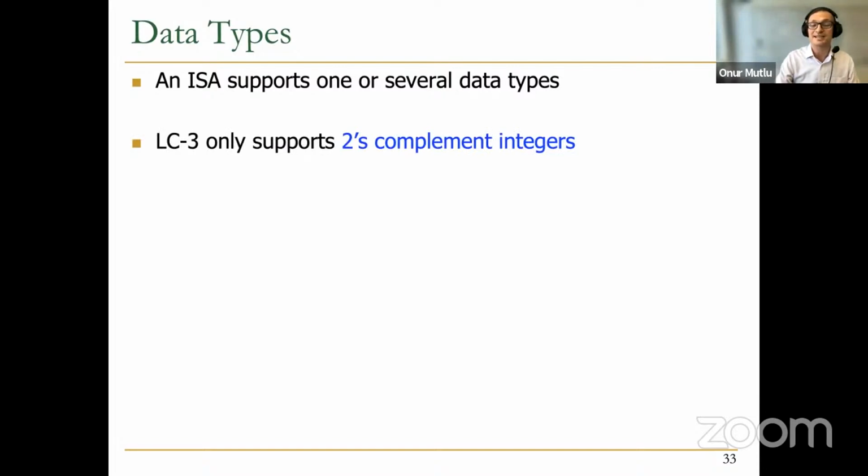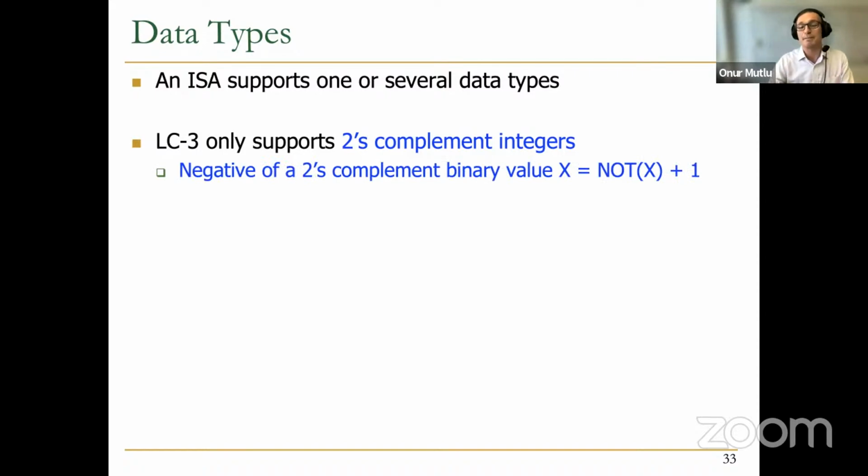For example, LC3 only supports 2's complement integers. We did not cover 2's complement integers. This is actually part of your readings, but I'll define it right away. This is one way of representing signed numbers such that addition becomes simple. You have a positive representation. The negative of a binary value x is the bitwise not of x plus 1. That's basically how you negate a value x.